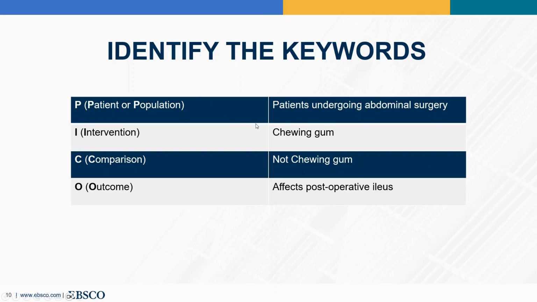So for our population, we have patients undergoing abdominal surgery. For intervention, it's chewing gum. For comparison, it's not chewing gum. And for the outcome, it affects post-operative ileus.